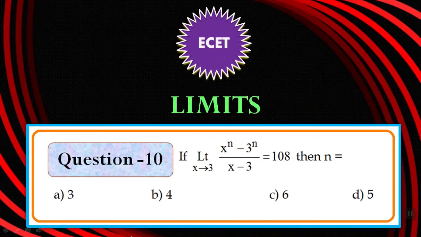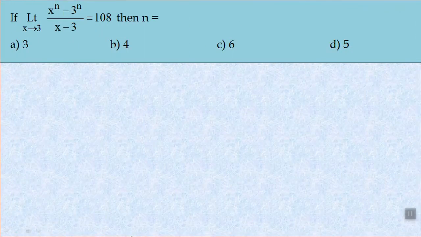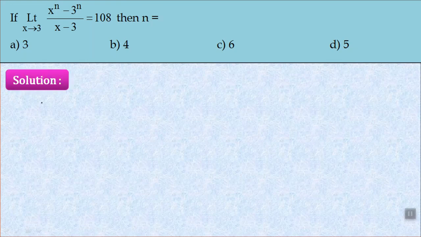Dear students, see the question number 10. Read the question and write it. The question is, if limit x tends to 3, (x power n minus 3 power n) divided by (x minus 3) is equals to 108, then n is equals to. Let us start the solution.